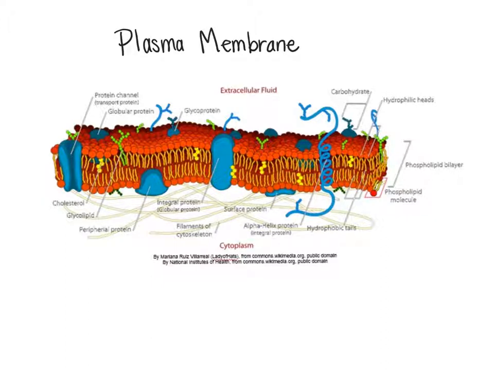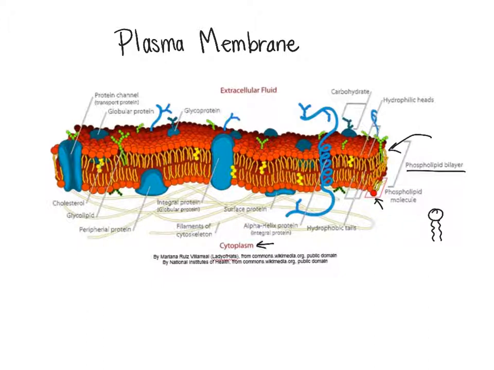Remember, the majority of the plasma membrane is made up of our phospholipid bilayer, or phospholipids. You can see the phospholipids in here. This indicates the phospholipid bilayer. Right here, they're showing the actual phospholipid molecule. Remember, it has the polar head and the non-polar tails. So the polar head is going to interact with the water on either side of the bilayer.